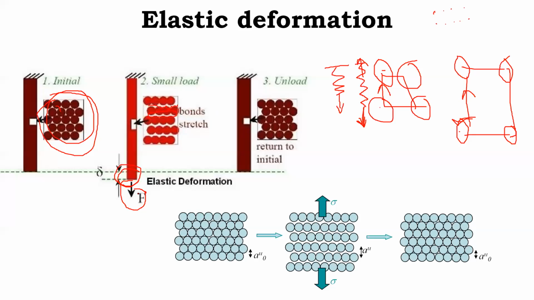Now if I remove this load, what is going to happen is, we know that already there is this resisting force present between the molecules, and when we remove this, this resisting force becomes higher and it will pull these atoms back to their original position like this. So if you compare this thing with this thing, you will see it is exactly the same. And also when you see this delta, it's completely gone. So the rod has completely returned to its original position.